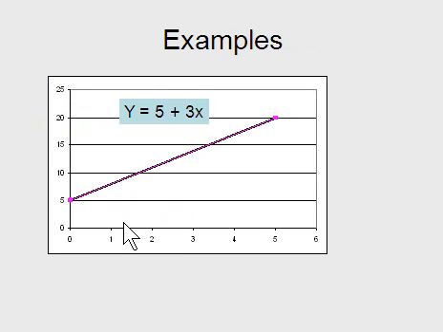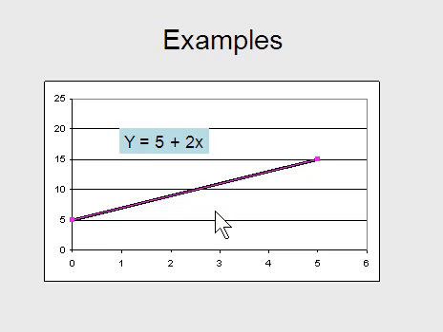So for example, this line might be y is equal to 5, see, the line crosses the y-axis at 5, plus 3x. And what that means is as x increases by 1, y will increase by 3. Whereas a line y is equal to 5 plus 2x, it'll go through the y-axis, but it won't be quite as steep because as x increases by 1, y only goes up by 2. That's what that slope means.